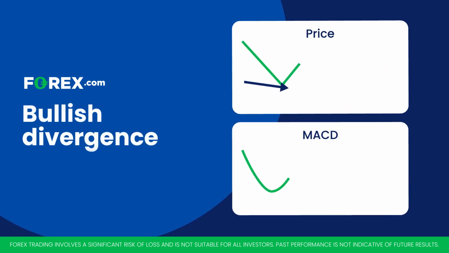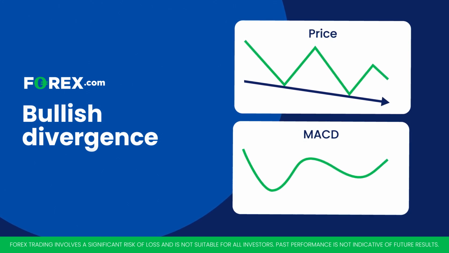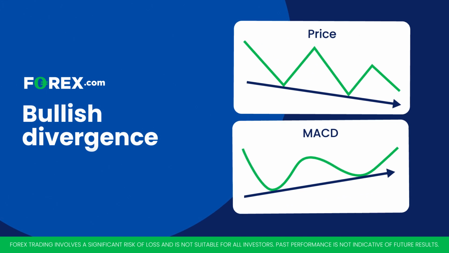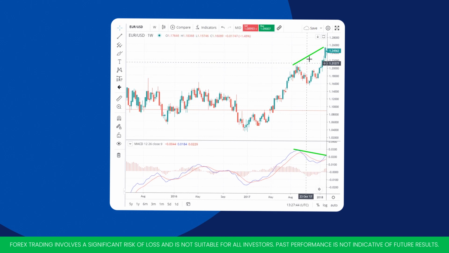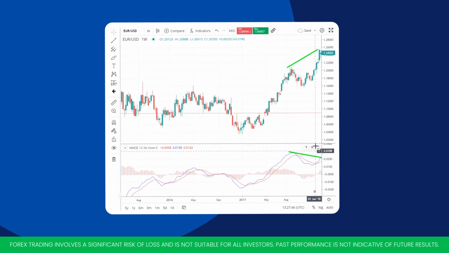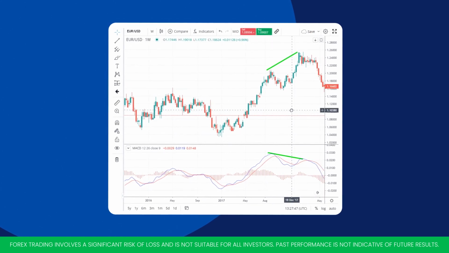If price is in a downtrend, as price is making lower lows, if the MACD is making higher lows, then this is referred to as bullish divergence. When MACD is diverging from price, it suggests that the current move in price could be about to stall.